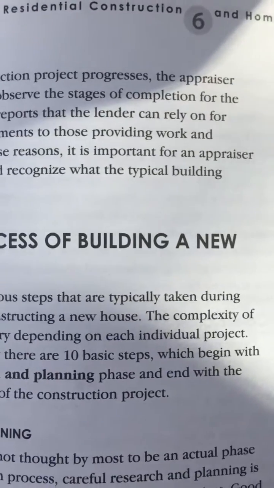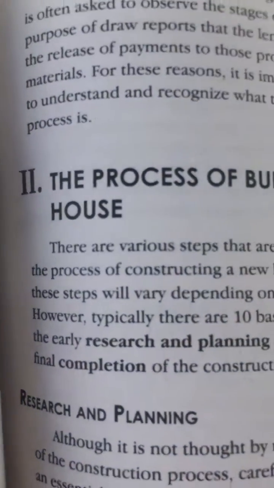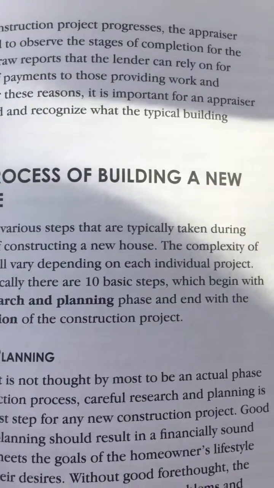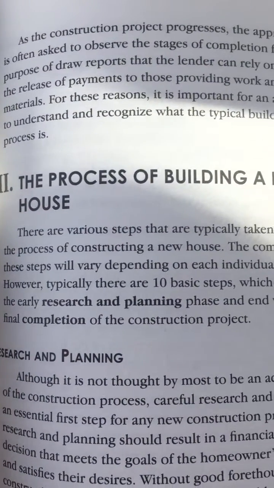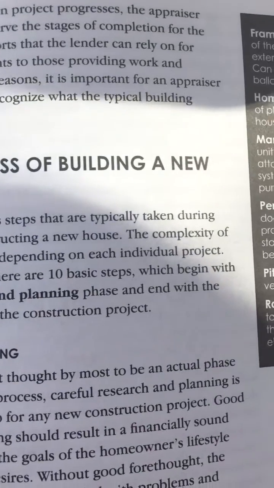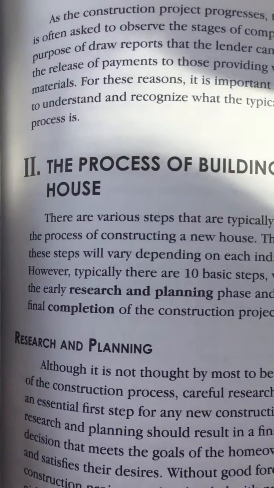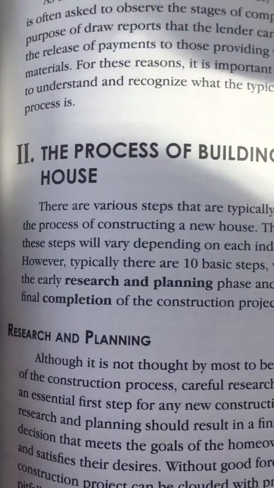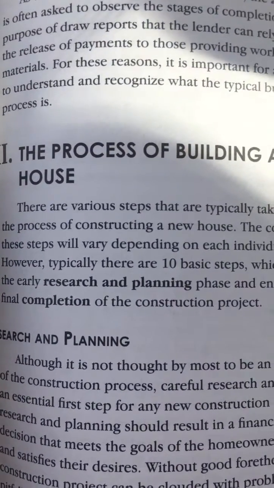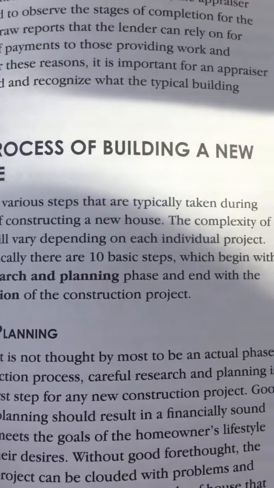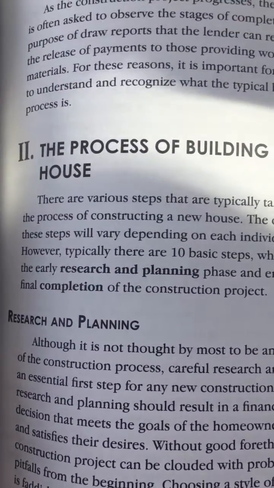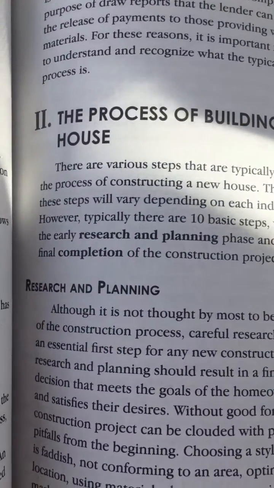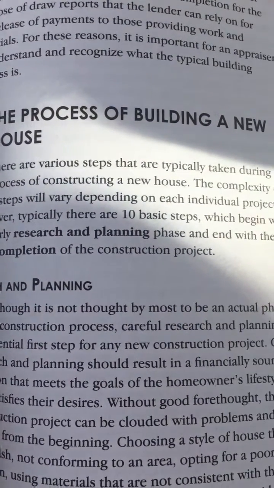The process of building a new house. There are various steps that are typically taken during the process of constructing a new house. The complexity of these steps will vary depending on each individual project. However, typically there are 10 basic steps which begin with the early research and planning phase and end with the final completion of the construction project.